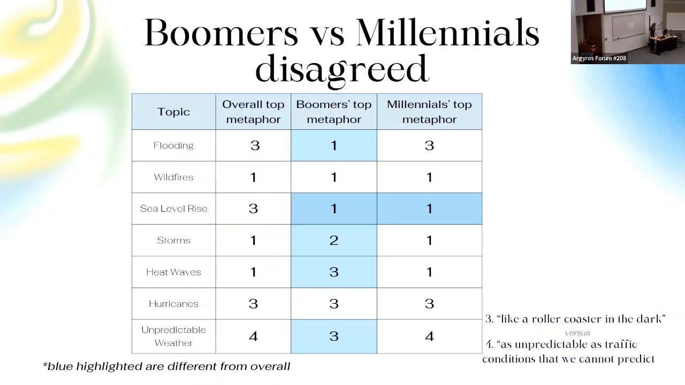Millennials in the overall survey, when asked about unpredictable weather events, chose the metaphor that explained them like a roller coaster in the dark, versus boomers, who preferred unpredictable weather events to be explained as traffic conditions where you need to be alert and prepared.